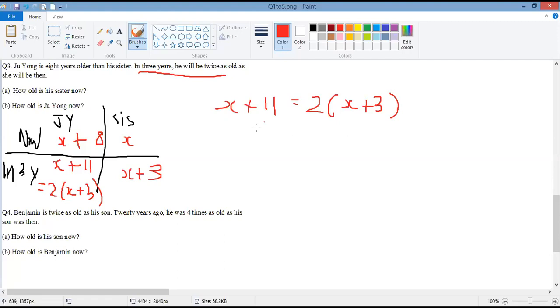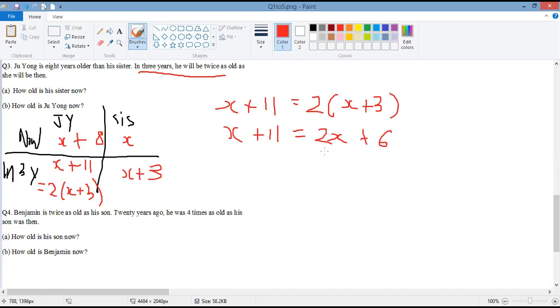Okay, so now you have X plus 11. Then you can solve this equation. First you have to remove the bracket. So 2 times X equals 2X. Then 2 times 3 you got 6. Okay, now you can collect all the like terms together.